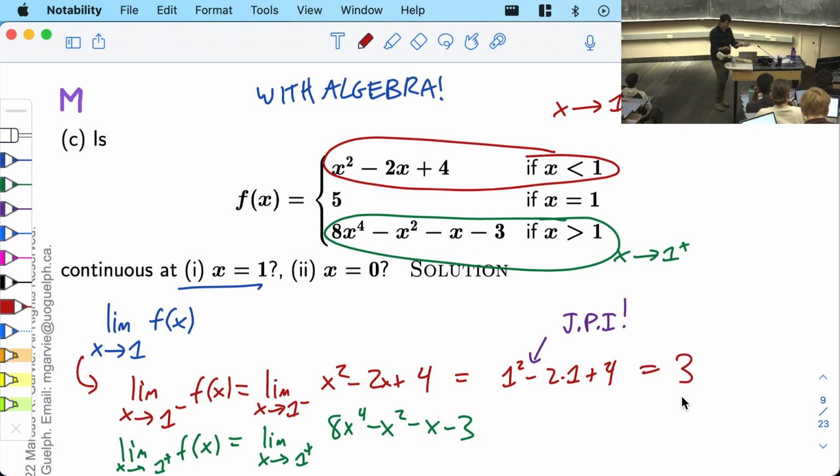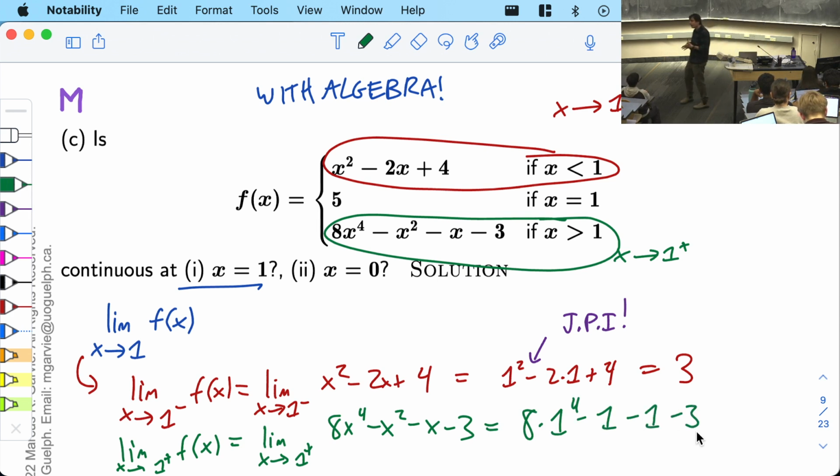On the other one, it's also just plug-inable. It's a different formula, but we also plug in. 8 times 1 to the 4 minus 1 minus 1 minus 3. So 8 minus 1 minus 1 minus another 3. 6 minus 3 is also 3. 3. OK. So I did the left limit. I did the right limit.